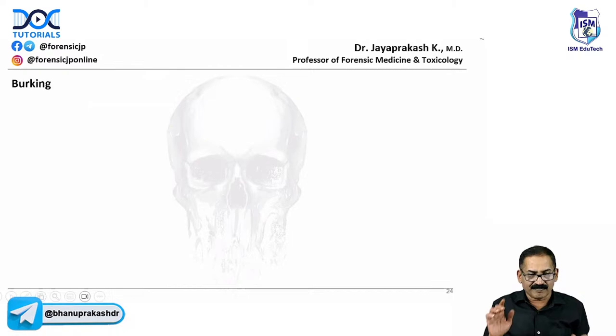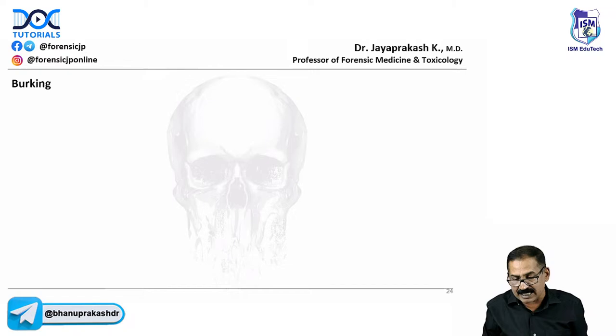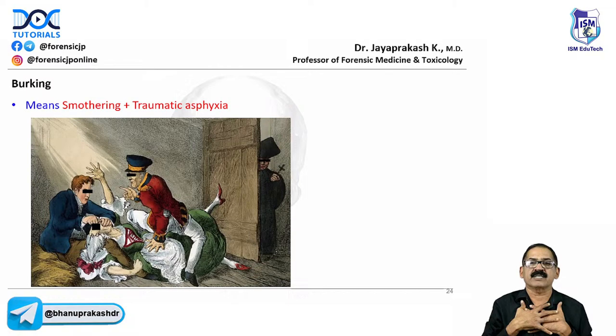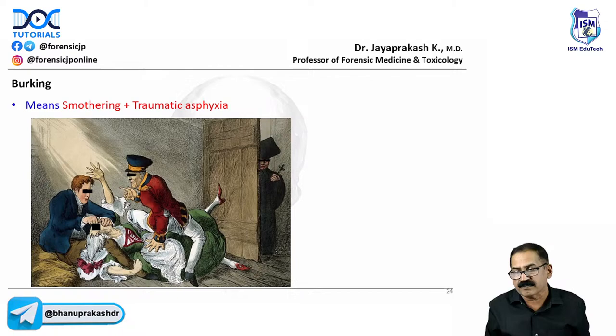Mugging. Strangulation by the bend of the elbow or bend of the knee, also known as arm lock or choke hold. Burking is a combination of smothering and traumatic asphyxia. Maybe by one person or two people, one person sits on the chest, traumatic asphyxia, the other person closes the mouth and nostrils, or the same person can sit and do both.